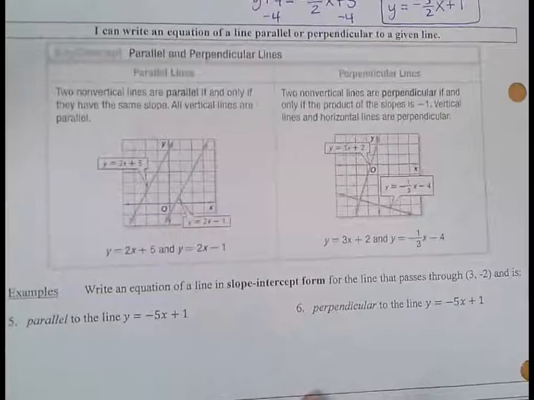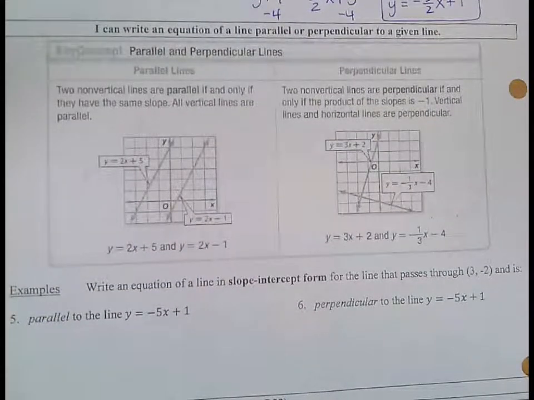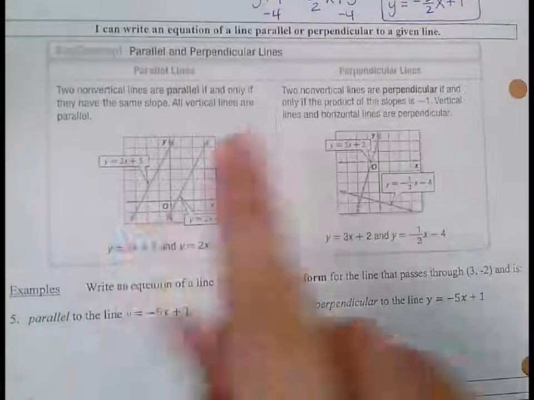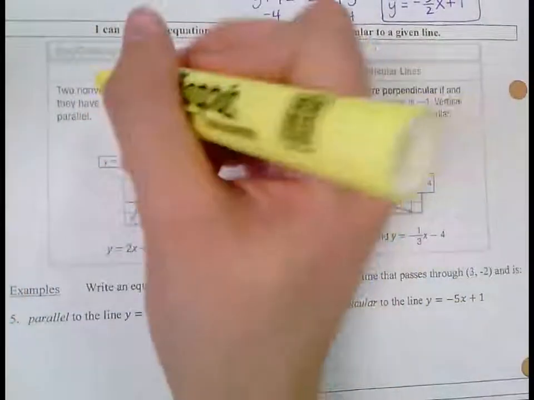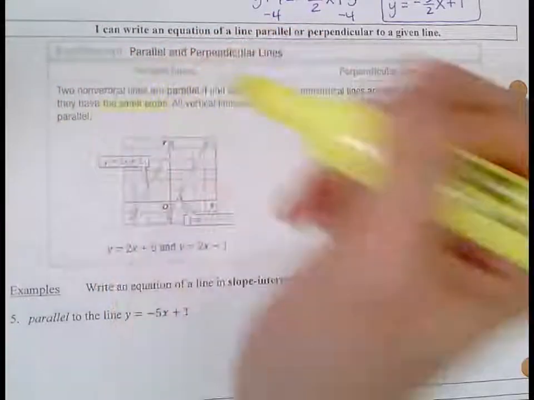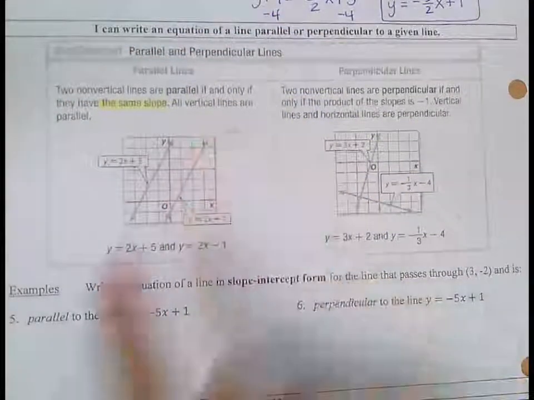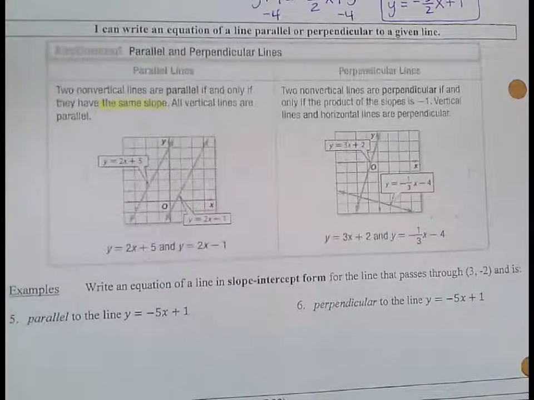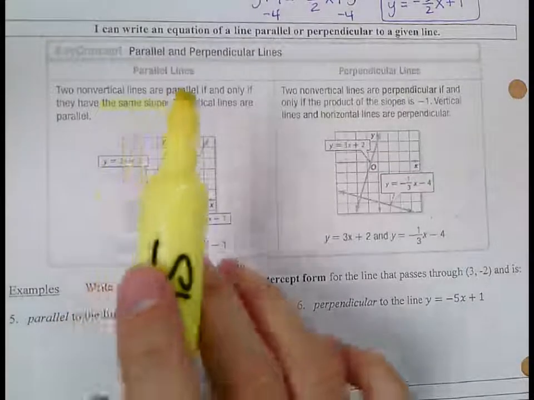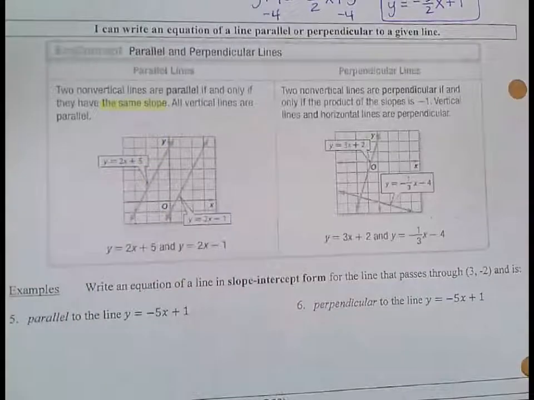So in algebra, we don't focus necessarily on the fact that parallel lines never intersect. We know that. We focus on the relationship between their slopes. Same for perpendicular lines. So parallel lines are lines that have the same slope. It also specifies all vertical lines are parallel. It only specifies that because a vertical line doesn't have a slope, so they can't have the same slope. But parallel lines have the same slope. That's why they never intersect.